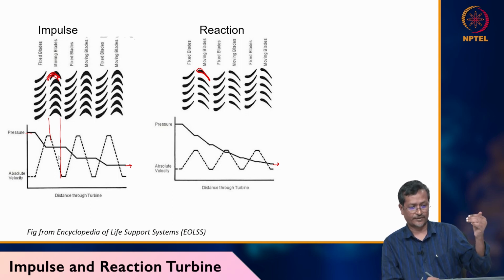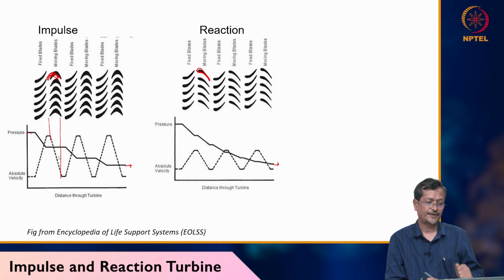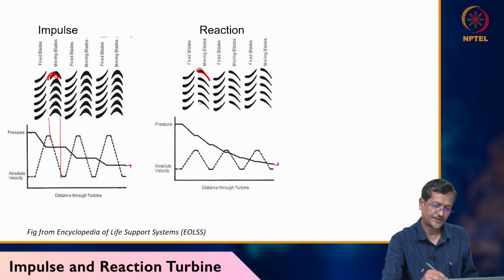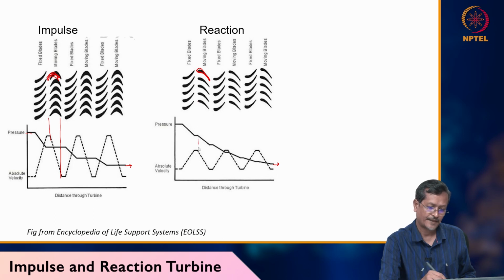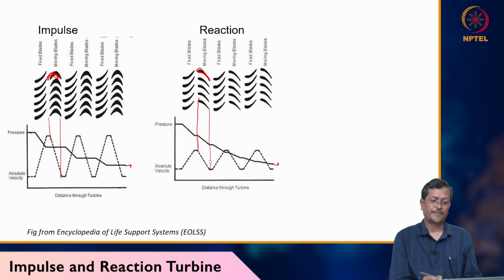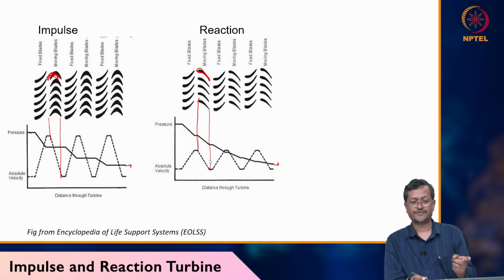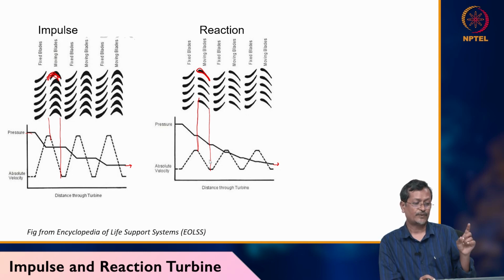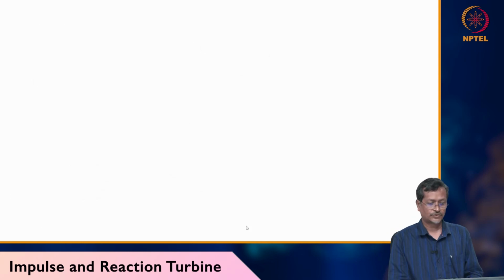After that your fluid velocity will be reducing, but your pressure is constant. But in a reaction turbine, what is happening? Let us see inside the blade. In a reaction turbine also velocity is going down, but pressure is also going down, because a reaction turbine is harnessing energy from both, so both are going down. But in an impulse turbine, only velocity is going down.